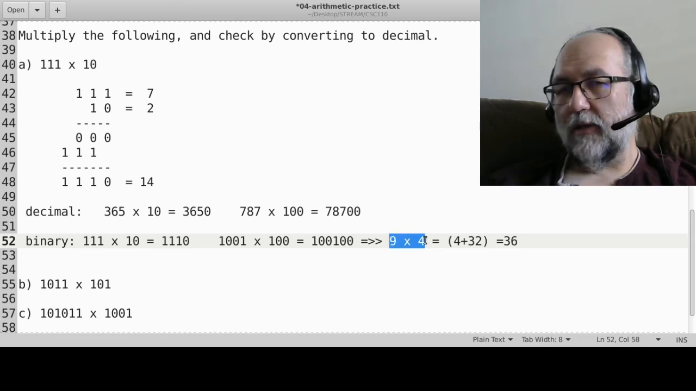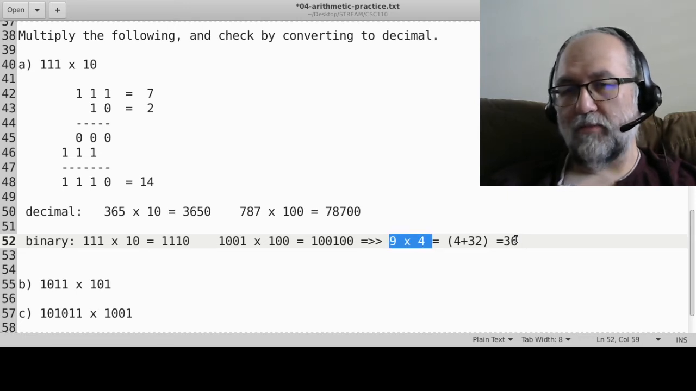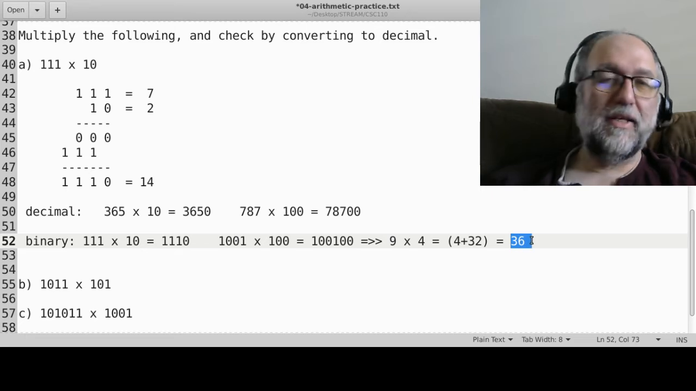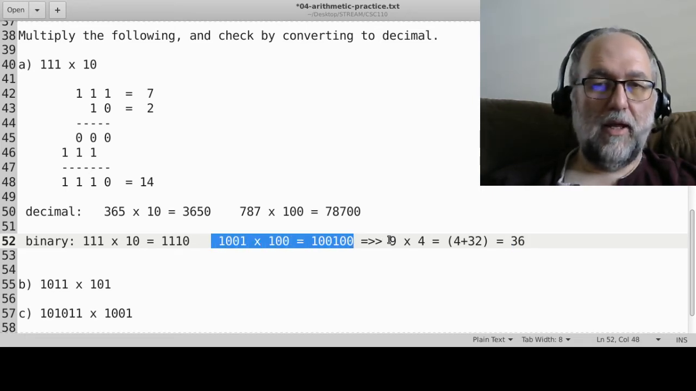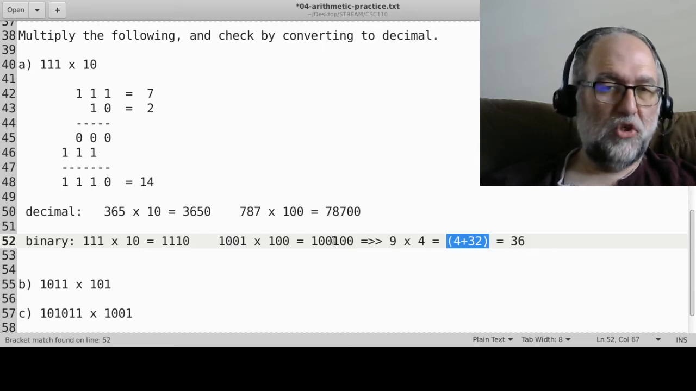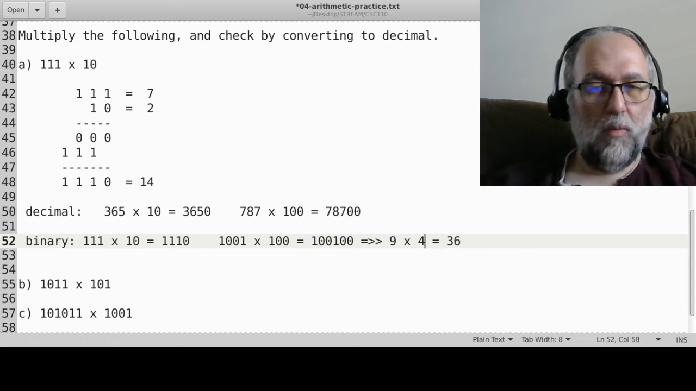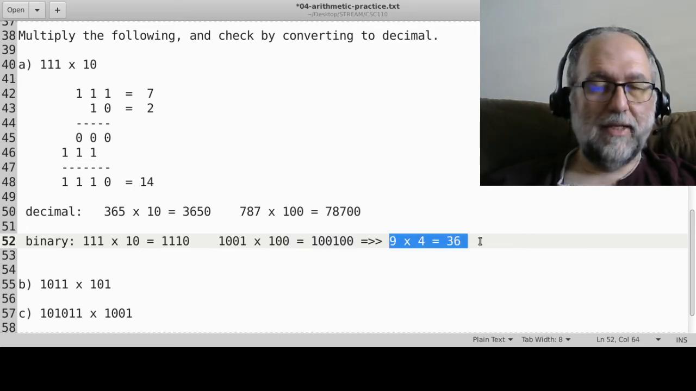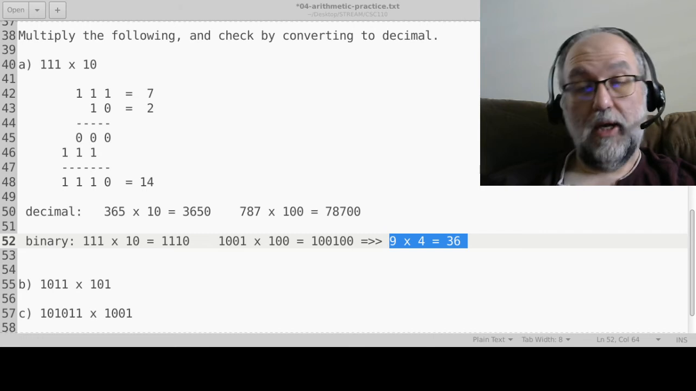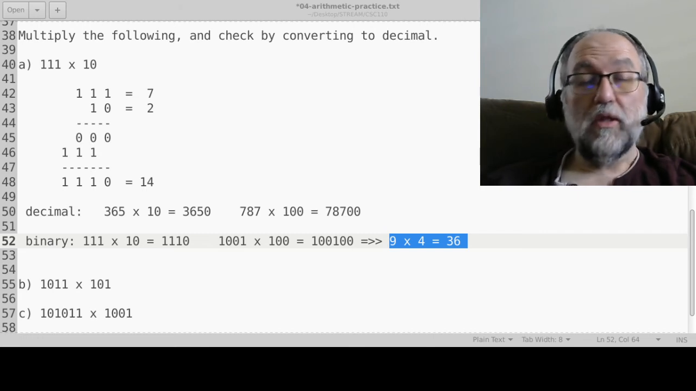Is 4 times 9? Oh, sorry, 9 times 4. Is 9 times 4 equal to 36? It is. And so this basically converts into decimal to that, okay? This middle piece there, I just did that to show you how I have a 4 here and I have a 32 to give you the total of 36. But basically, what we did in this multiplication here in binary is equivalent to 9 times 4 equals 36 in decimal, okay? So there you go.